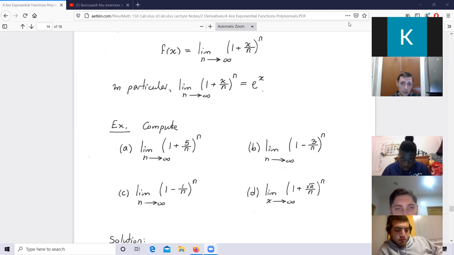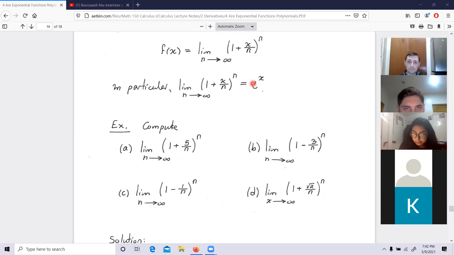Okay, is it one? Look at it, guys. Do you understand this formula? What's happening here? Look at it. It's 1 plus a number over n to the power of n. When n goes to infinity, it will be e to that number. What is this? What is this?